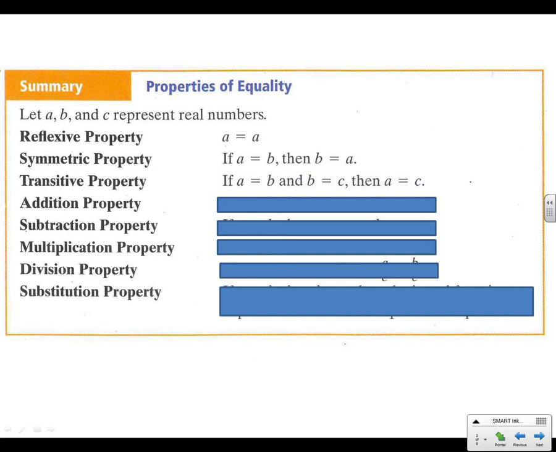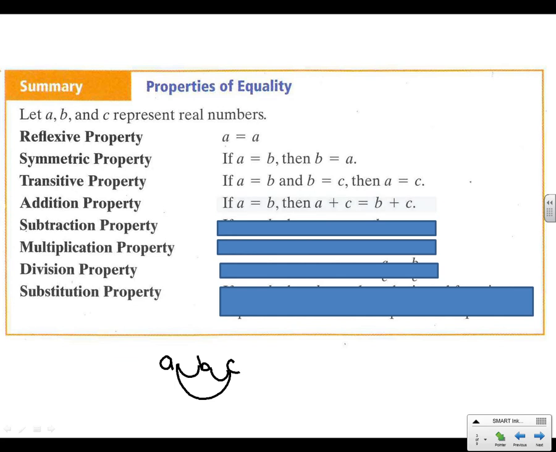Transitive, if A equals B and B equals C, then A equals C. This is very, very useful, the transitive property. So this is kind of like a string from one to the next. A to B, B to C, which means I can jump straight from A to C. That's transitive.